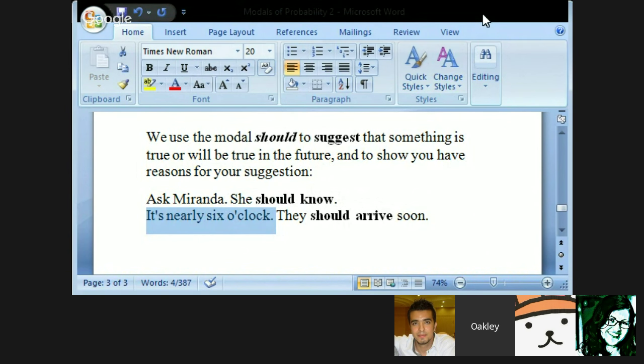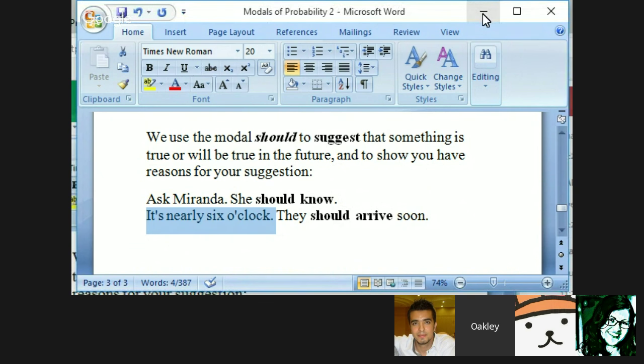I should be at your house by 7 o'clock. All right, I'm showing that that's my guess. I believe it's more than likely. But of course, things happen, traffic jams and so forth.